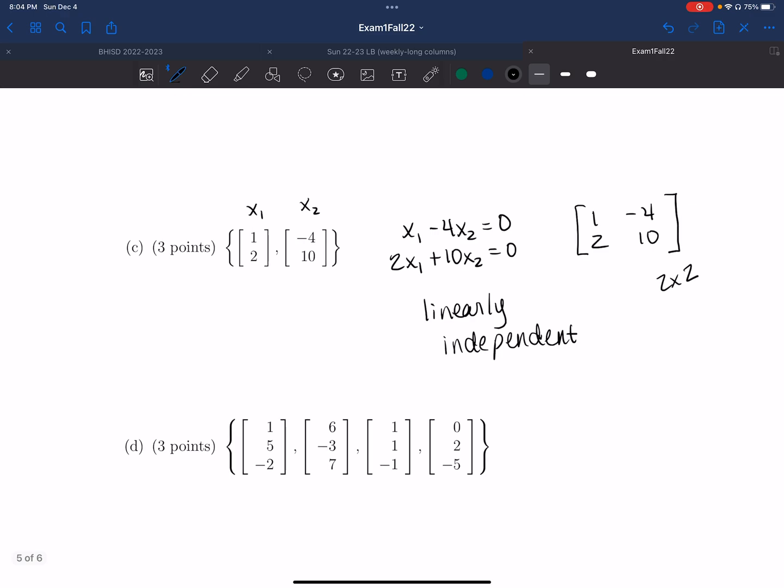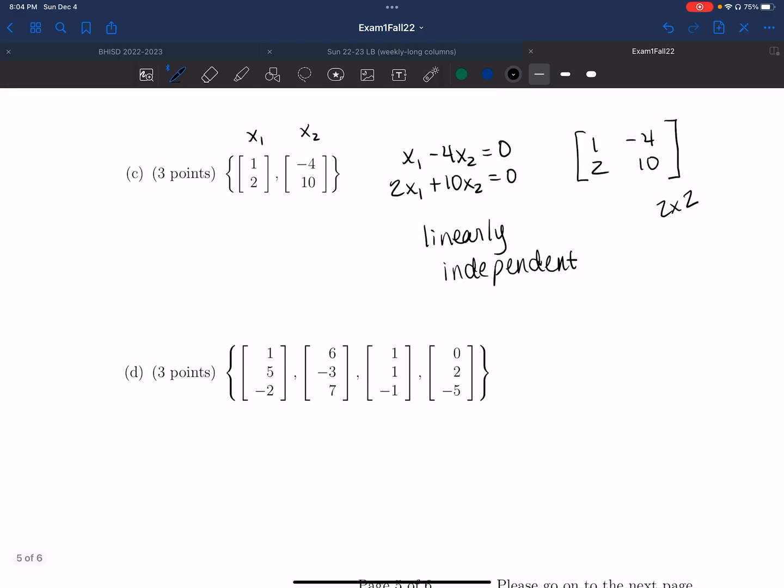Because, to do a reduced row echelon form, I kind of need to have it in a square matrix, 2 by 2. So if I look at D right now, I can already tell that these are going to be linearly dependent. Here's why. If I were trying to make this a matrix, look, I have 1, 2, 3, 4 columns, but I only have 3 rows. Well, I need a 4 by 4.